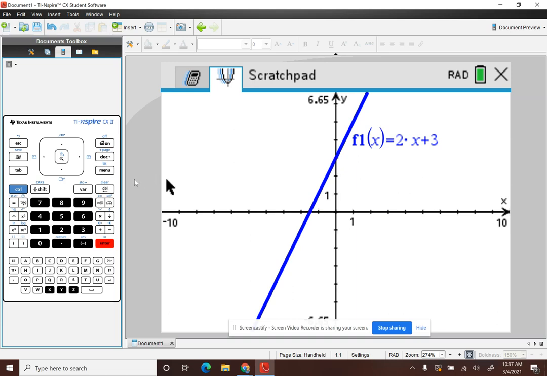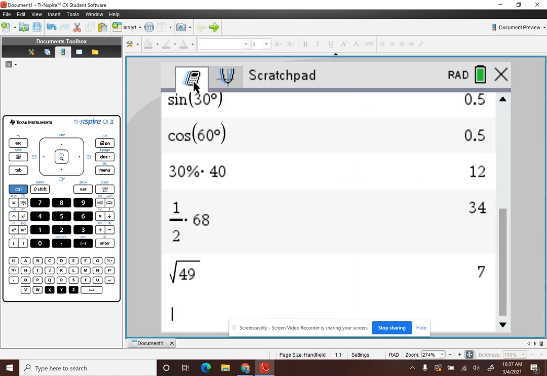Let me give you one more example, and I'm going to go ahead and show you how to clear this calculator. So you've done a lot of stuff, right? We've done a lot of stuff here.